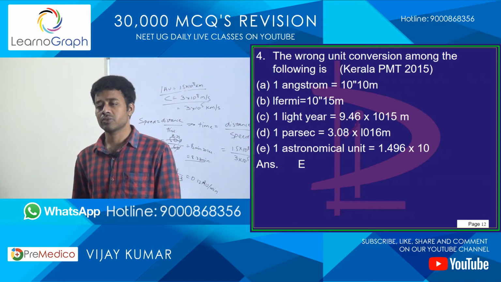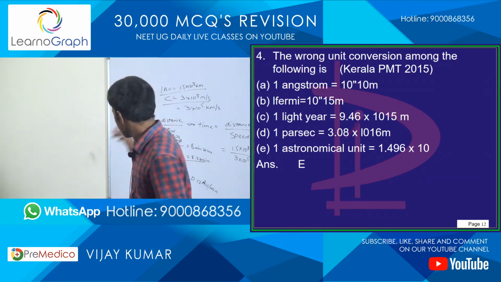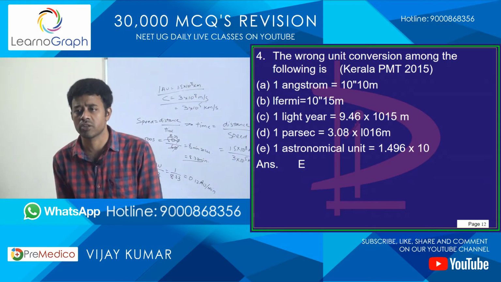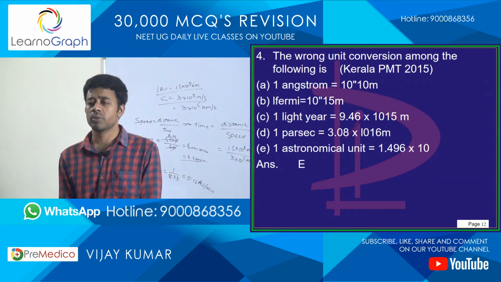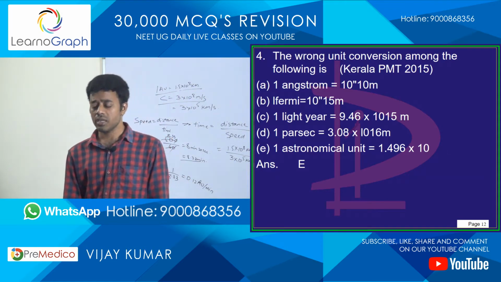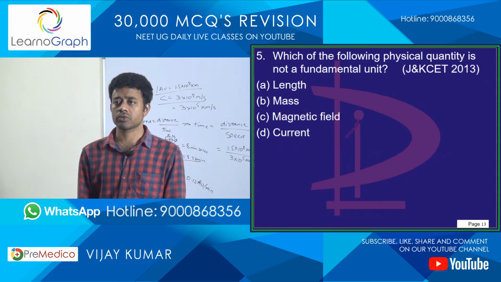Next, at the last we have 1 AU. AU means 1 astronomical unit. We have seen that 1 astronomical unit is almost 1.5 into 10 to the power of 8 kilometers. But here given is 1.496 into 10. So option E is the wrong option in the given. Next we have question number 5.